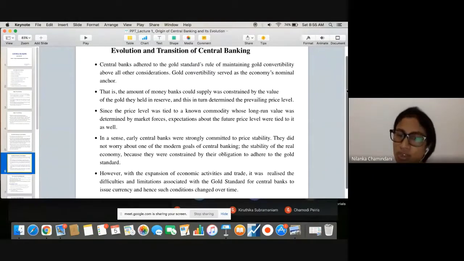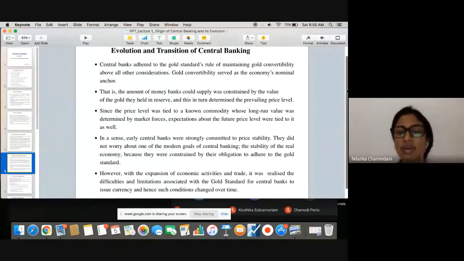Real economy means what? There are several attributes in the real economy. What are they? The growth rate, unemployment, right? The employment rate, other than inflation, right?